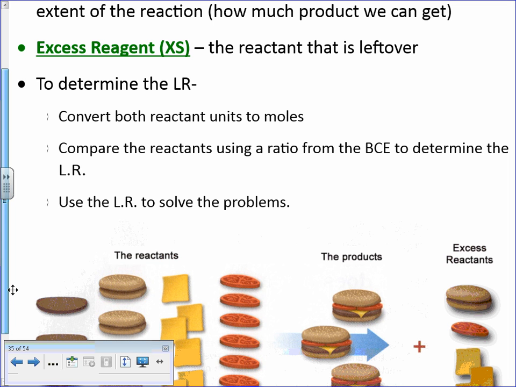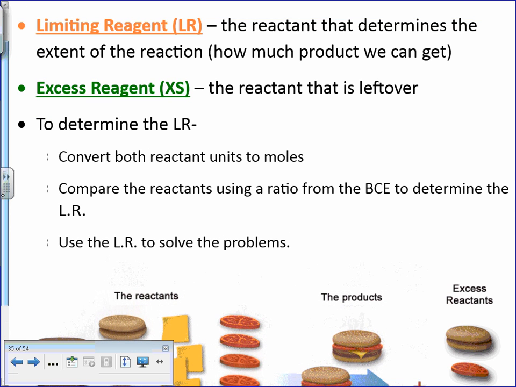Okay, so you realize I'm not going to say limiting reagent anymore. It takes too many syllables to say that. I'm going to say LR. Excess, I know it's 2 syllables, but XS is 2 letters. So when I put XS, it means excess.